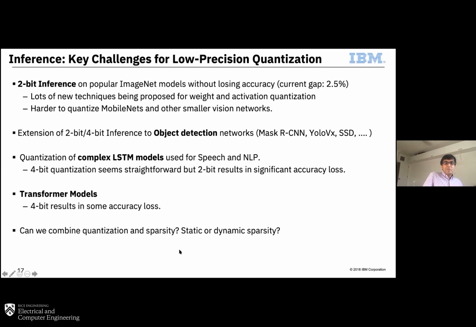And finally, I think the key point to think about is focused on how do we combine quantization and sparsity.